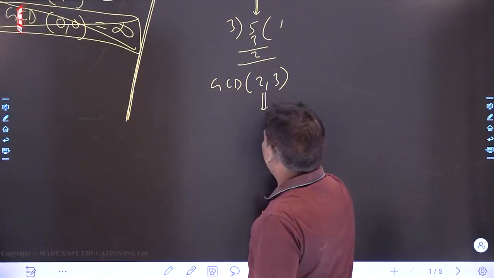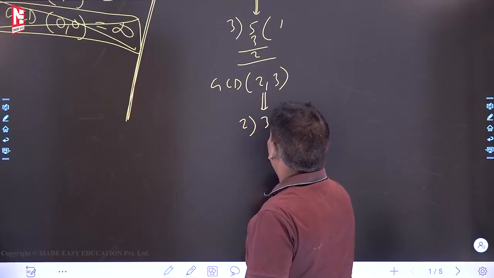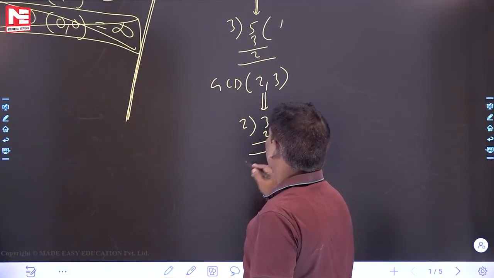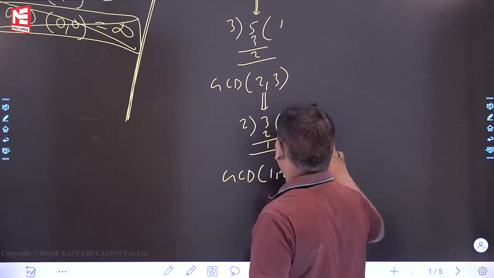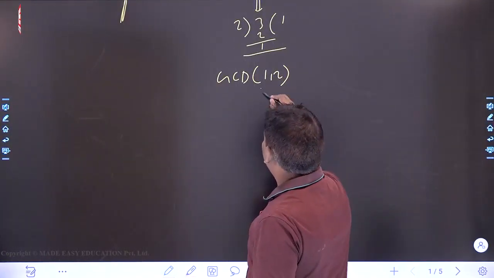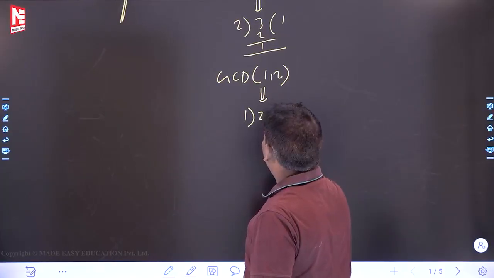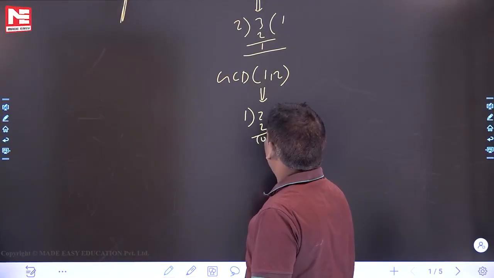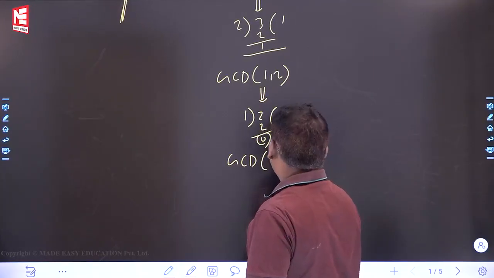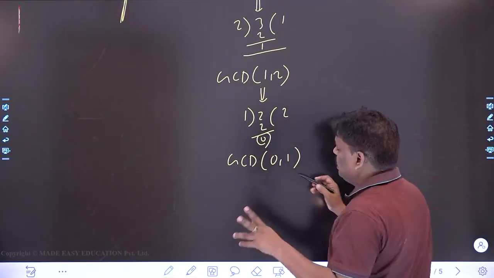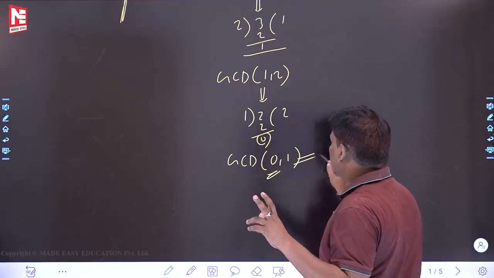Next one, same thing again. 2, 3. 2 ones are 2, remainder 1. Next one, GCD of 1 comma 2. 1, 2: 2 ones are 2, remainder 0. What is the next one? GCD of 0 comma 1. So you know very well the GCD termination: if any one is 0, the other number is the answer.